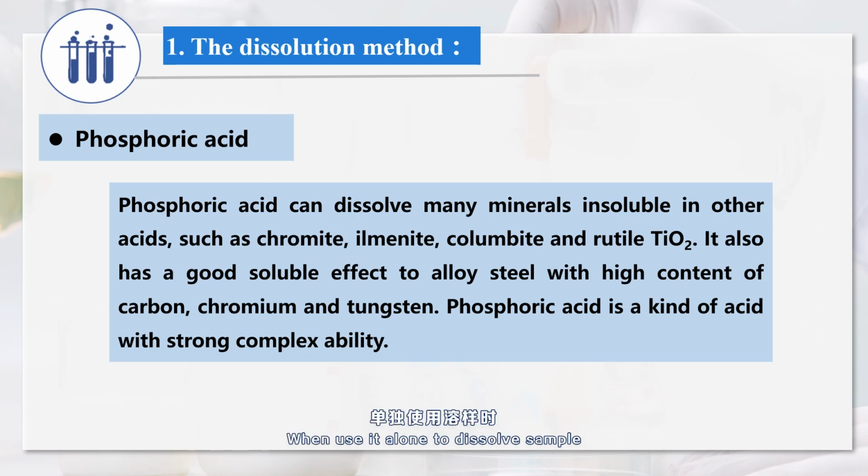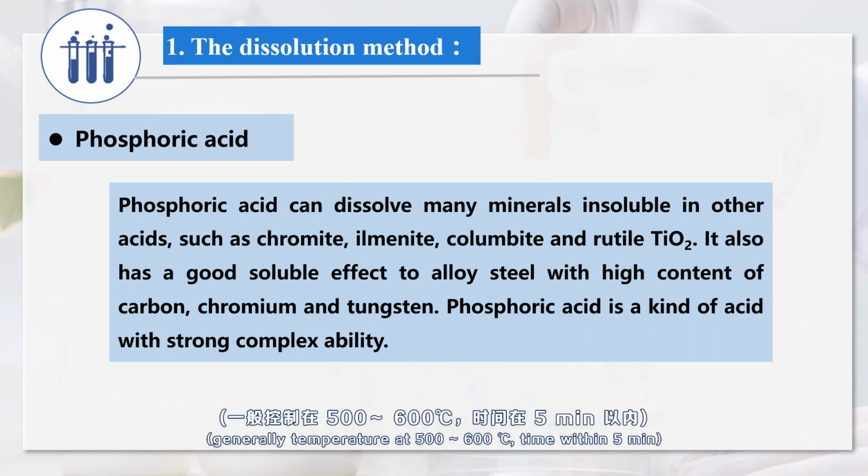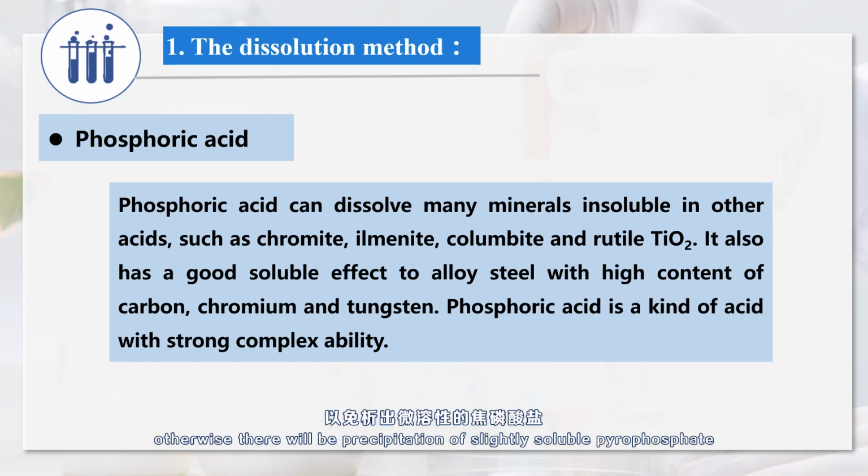Use it alone to dissolve sample, high heating temperature is unfavorable, and heating time should not be too long, generally at 500 to 600 centigrade within 5 minutes. Otherwise, there will be precipitation of slightly soluble pyrophosphate, as well as the crushing of glass due to the generation of polysilicon phosphate, adhesive on the bottom of the dish.